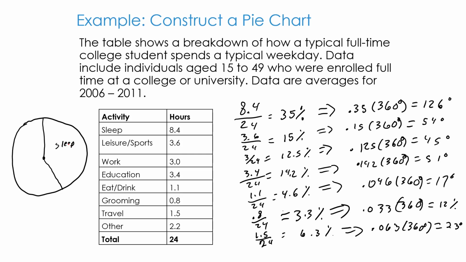Okay, then leisure and sports was 54 degrees. So you're going to start here now and rotate. You're going to ballpark it to what 54 degrees looks like. If you had a protractor, that would make it easier. But then that is going to be leisure and sports. Work. Work was only 3 out of 24, which is a 45-degree angle.